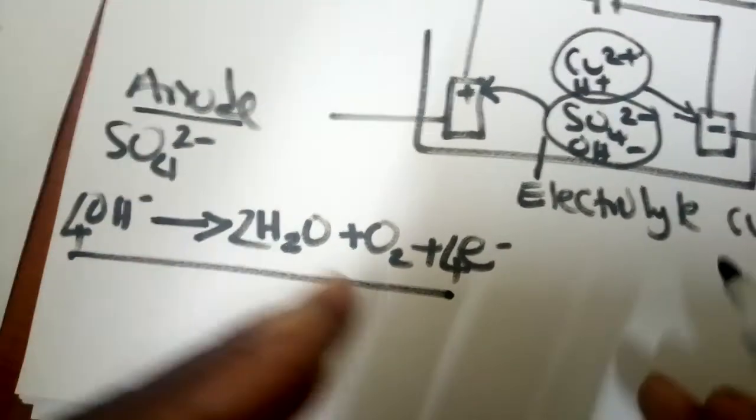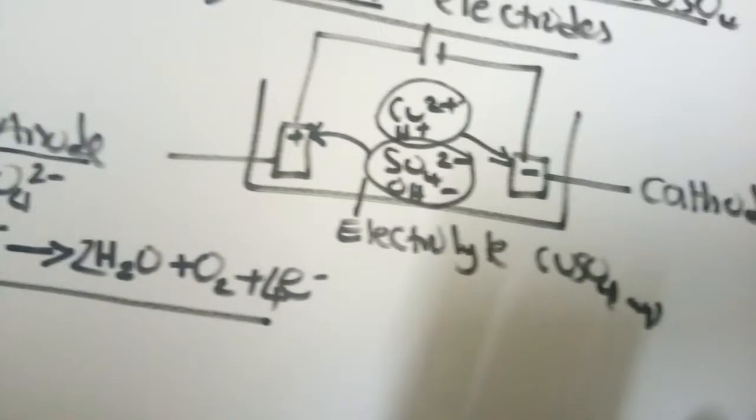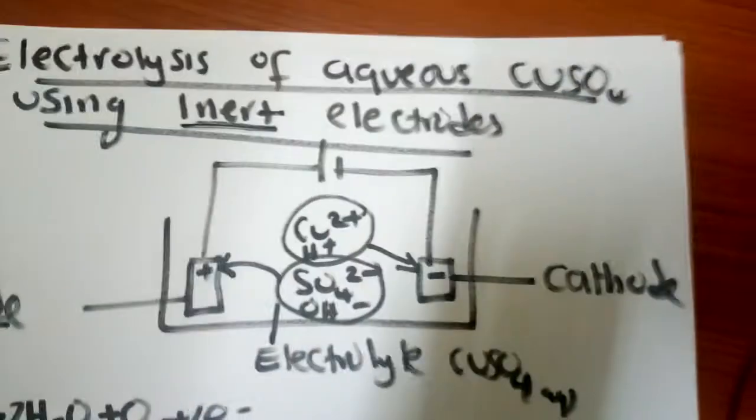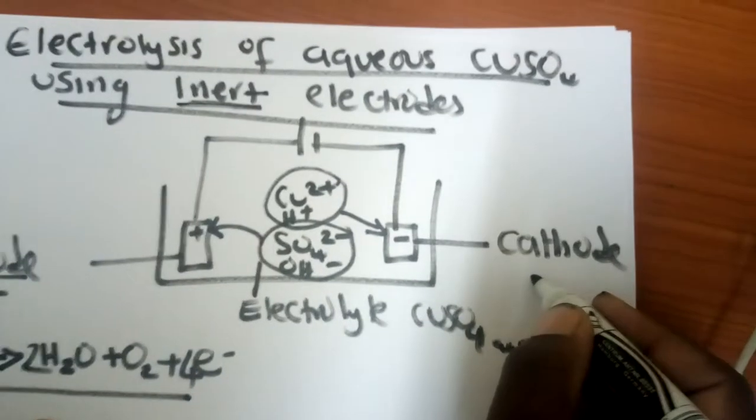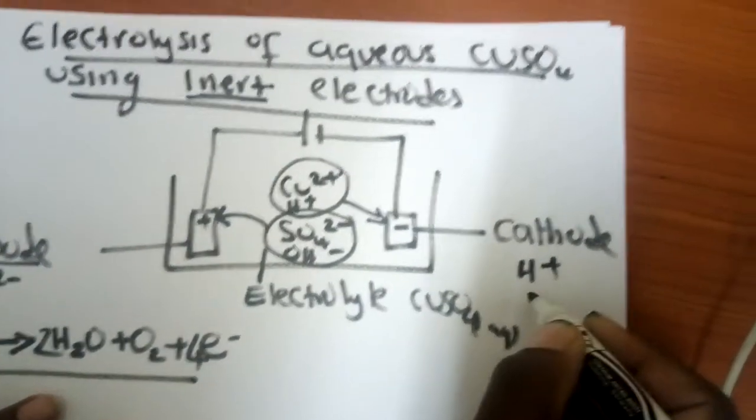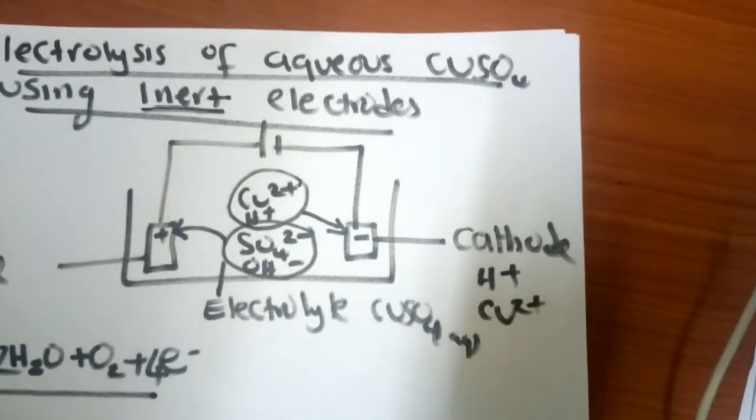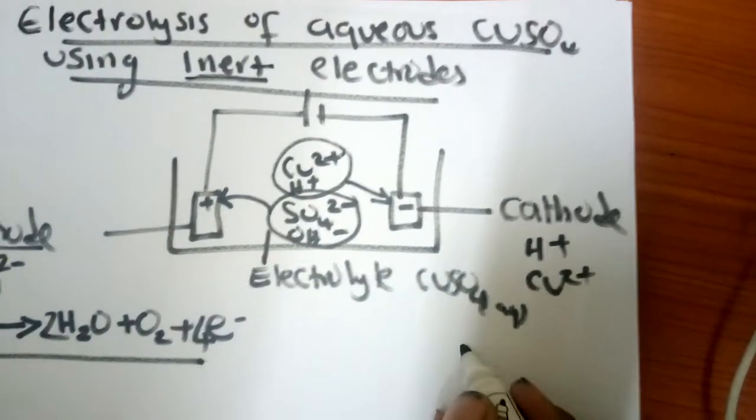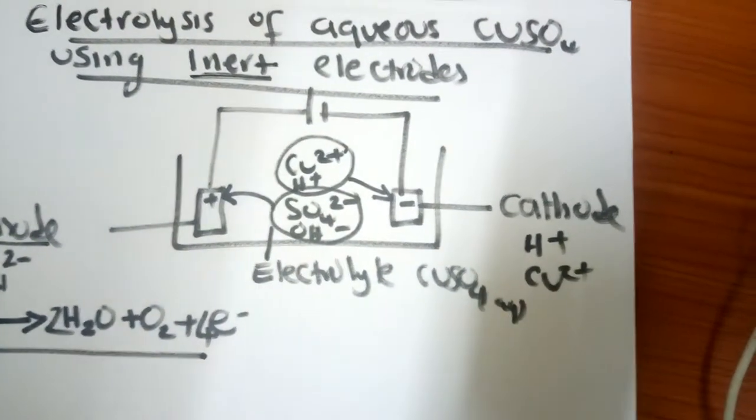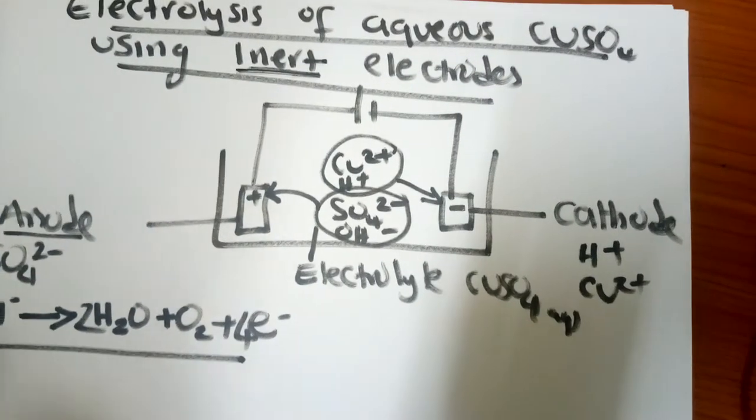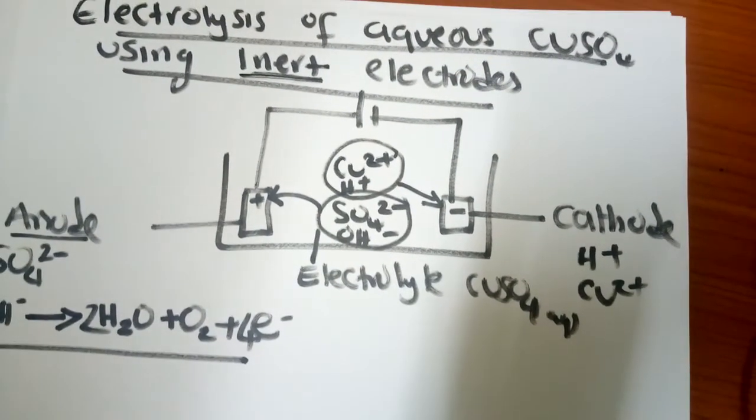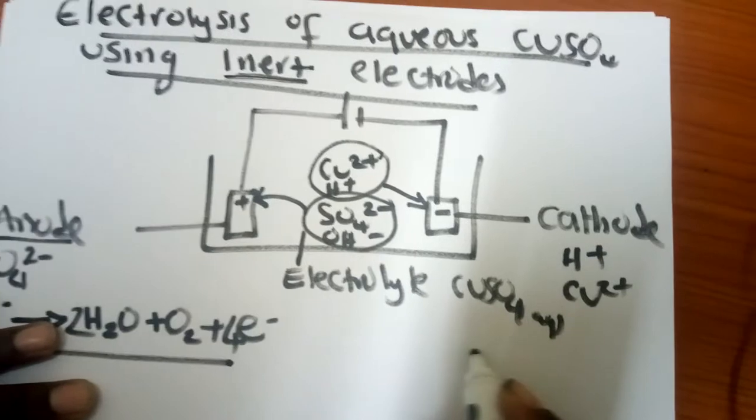Let's go to the cathode. At the cathode, you expect to have hydrogen ion and the copper 2 ion. So in that case, we'll consider the copper 2 ion, because when you follow the electrochemical series, even the reactivity series, usually copper is lower than hydrogen. So we are going to follow the copper.